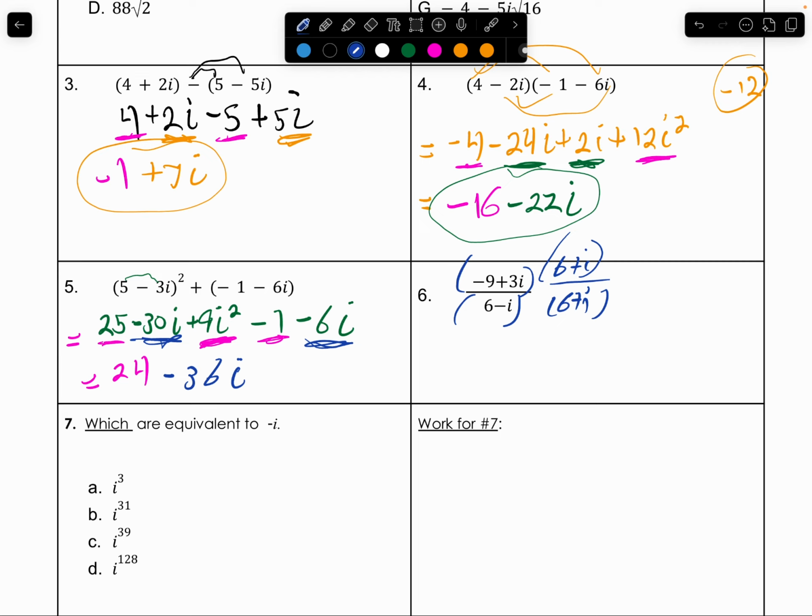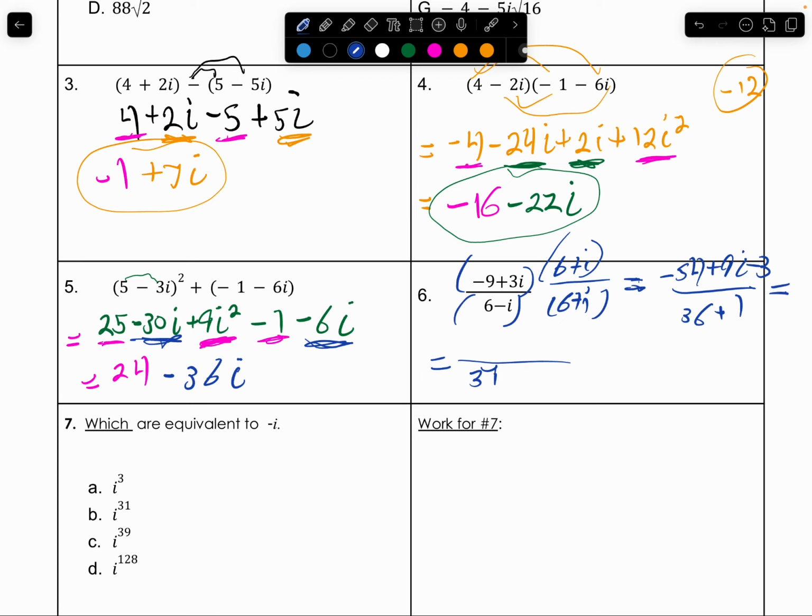On top we'll get negative 54 plus 9i minus 3, I think. On the bottom we'll get 36. The i's cancel, plus 1, so we have 37 on the bottom, right? We have 37 on the bottom.